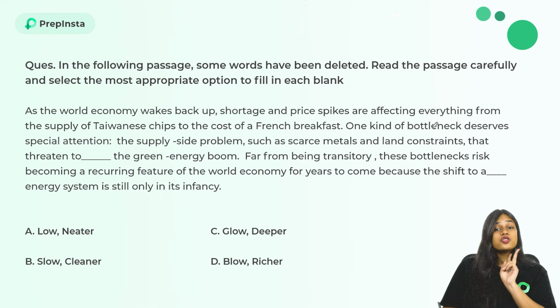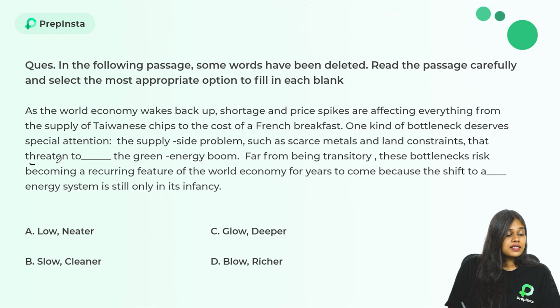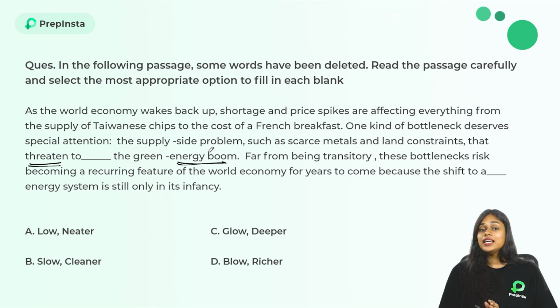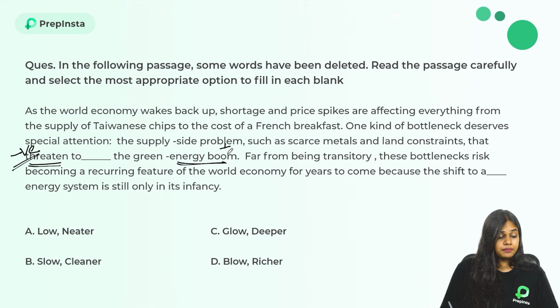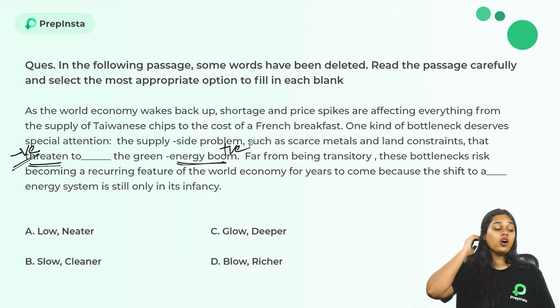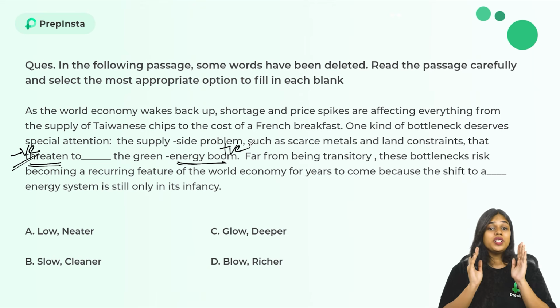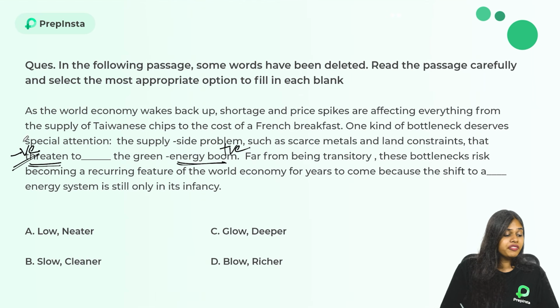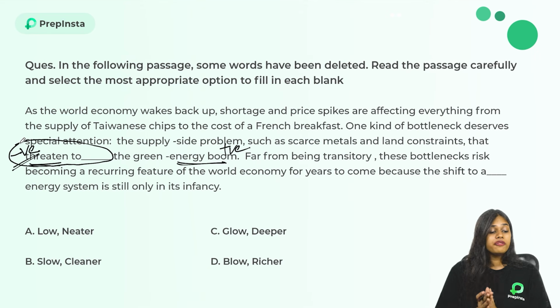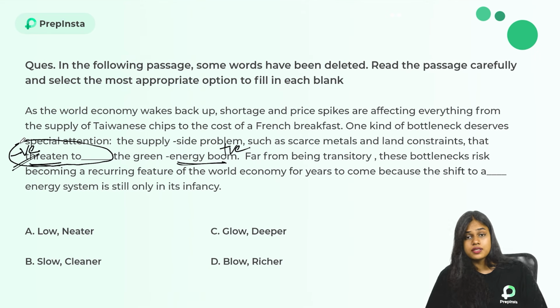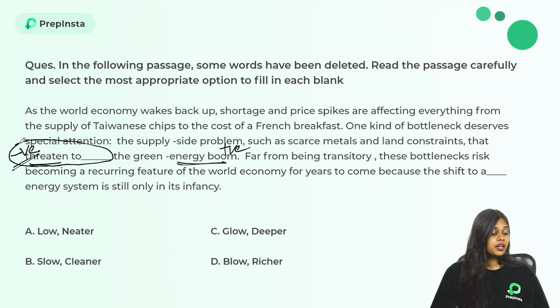Now, there are two keywords over here. First is threaten and the second is energy boom. So we see that there is going to be a negative impact, threaten, on a positive thing, that is green energy boom, right? So we need a word that is going to suit this negative action of the scarcity of metals and land constraints. All right. So we need a negative word.